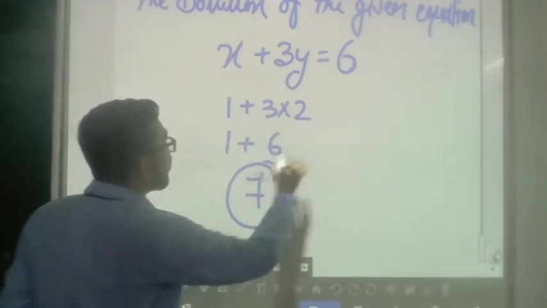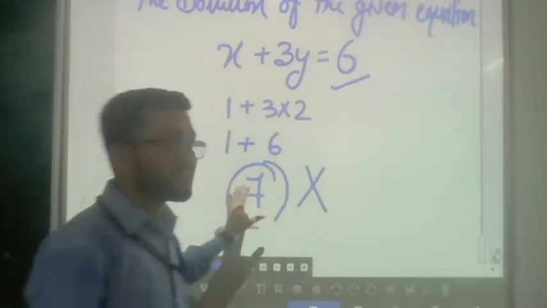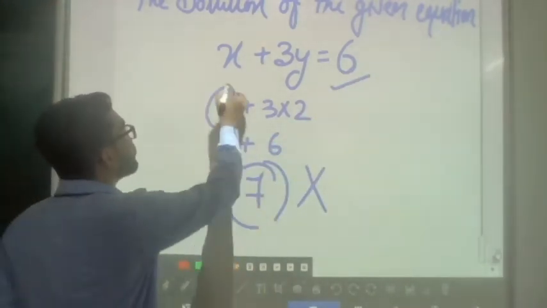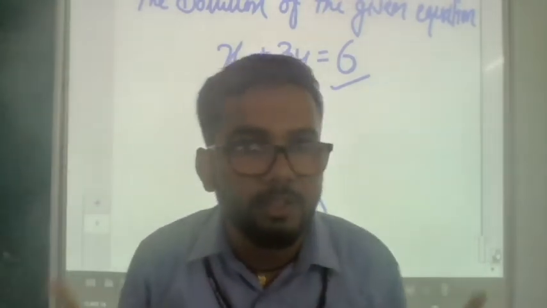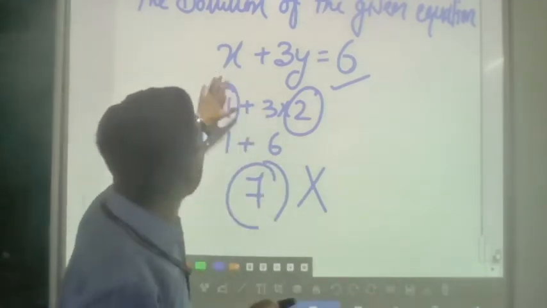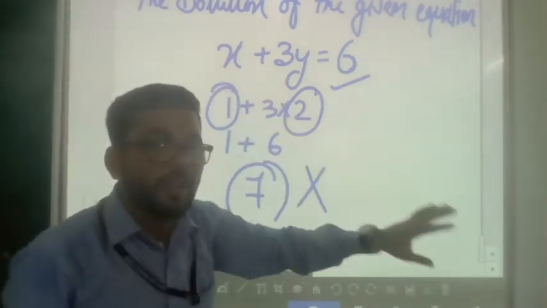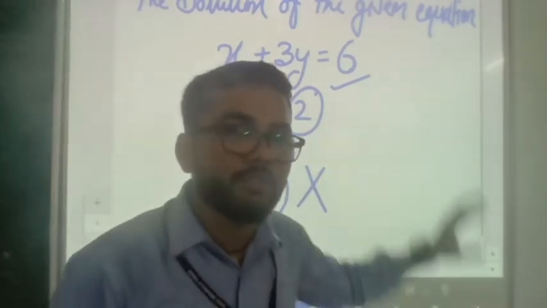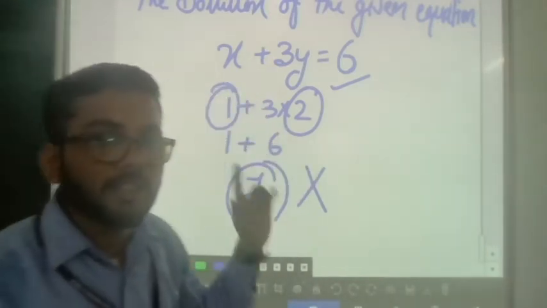Is this equal to RHS? No. 7 is not equal to RHS. The value of LHS is not equal to RHS. That is why the values I have taken, x is equal to 1 and y is equal to 2, are not the solution of this equation. If I take x is equal to 1 and y is equal to 2, the value of LHS is not equal to RHS, so this value is not the solution of this linear equation.